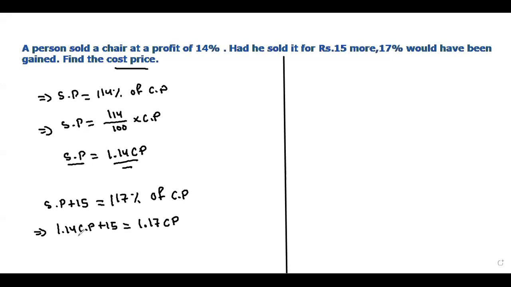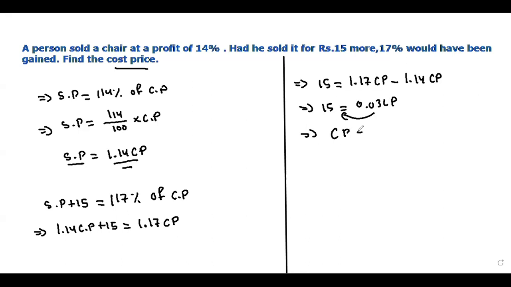Now bring the CP together. You will get 15 equals 1.17 of CP minus 1.14 of CP, which is 15 equals 0.03 of CP. Bring this 0.03 to the other side, you will get CP equals 15 divided by 0.03. 15 divided by 0.03, you will get 500. So the cost price is rupees 500.